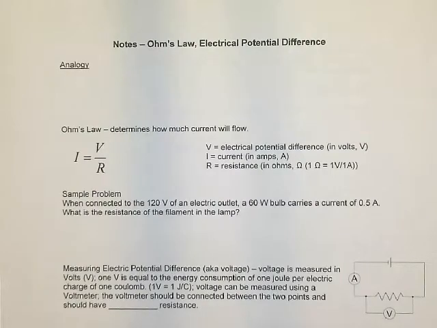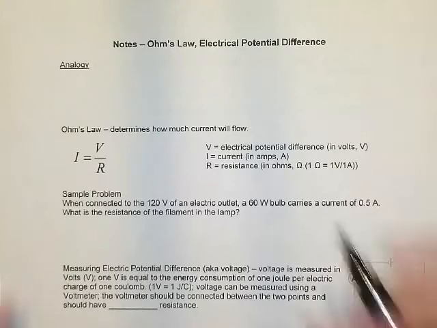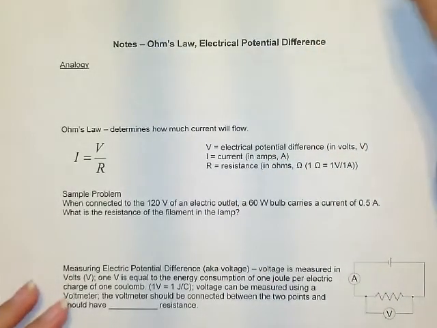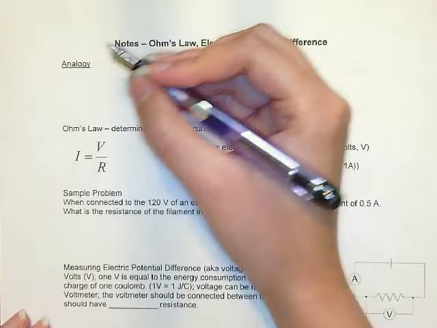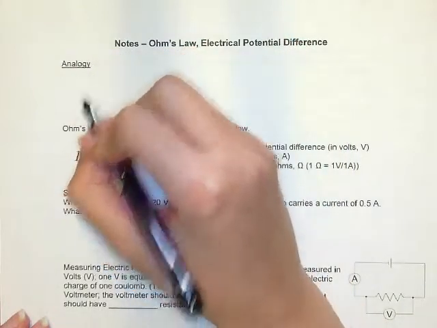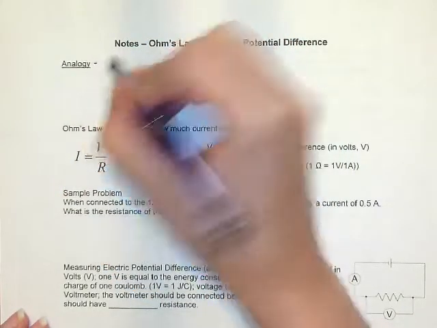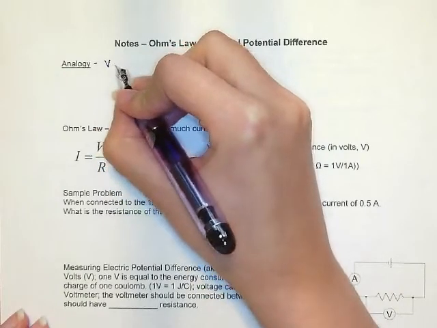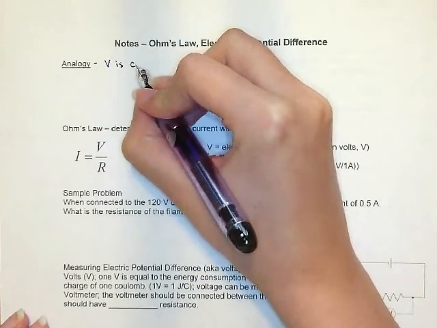Now let's talk about voltage, also known as electric potential difference. Voltage is very closely related to the change in energy. In fact, it is the change in energy per coulomb of charge.